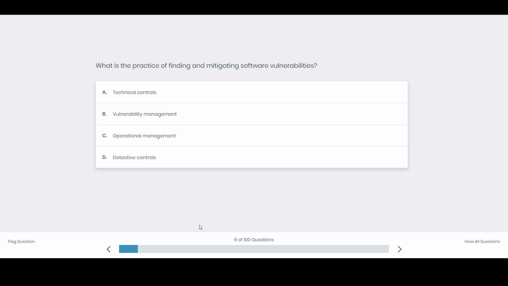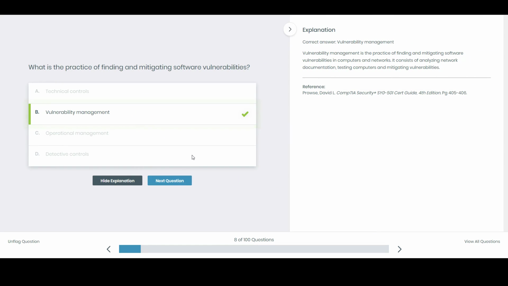What is the practice of finding and mitigating software vulnerabilities? This is only finding and mitigating software vulnerabilities. So not this one, because vulnerability management is different. I think that's a different management. Oh, wait, hold on. Operational. Oh no, we need to pick this one. I didn't know this one. It looks like operational, not vulnerability, but we need to try this one. It looks the same, vulnerability and vulnerabilities. Let's try this one. Yes, that's the answer. Vulnerability management is the practice of finding and mitigating software vulnerabilities in computers and networks. It consists of analyzing networks, documentation, testing, and computers.